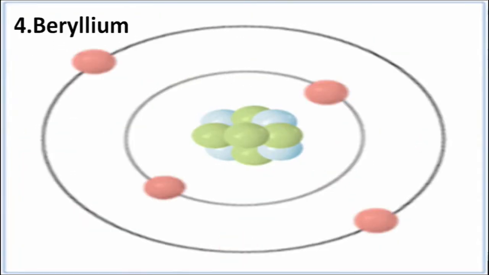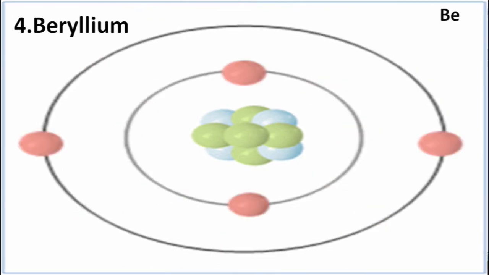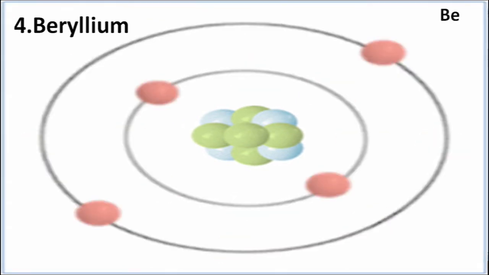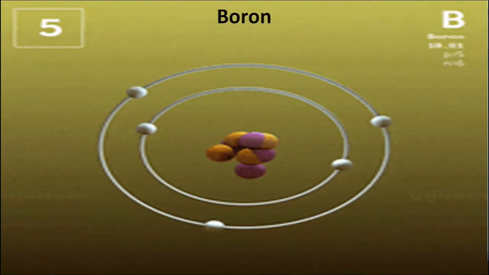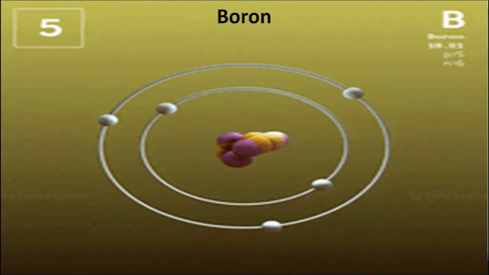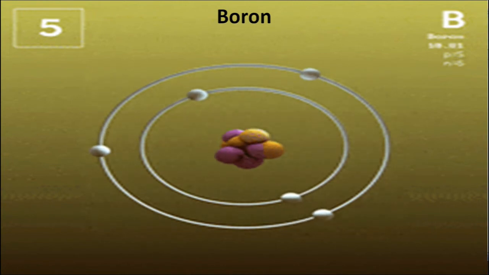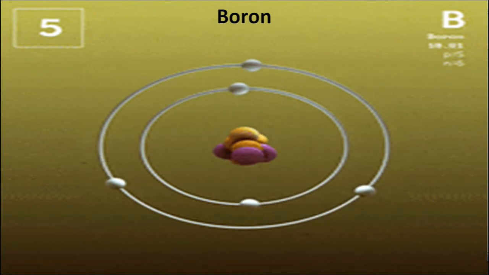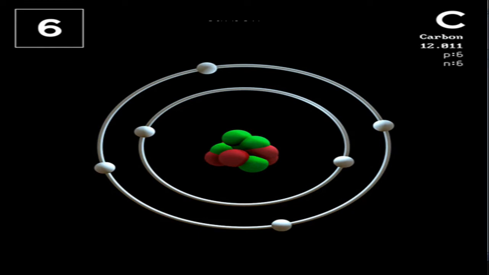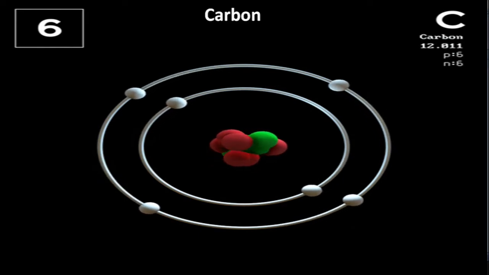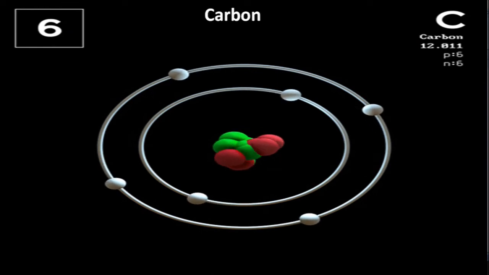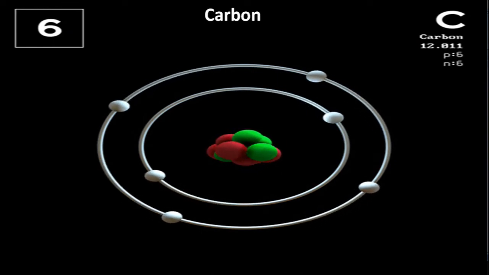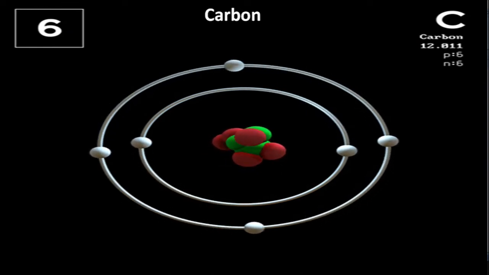Beryllium, atomic number 4, represented by symbol Be, having 4 electrons. Boron, atomic number 5, represented by symbol B. It has 5 electrons. Carbon, atomic number 6, represented by symbol C. It has 6 electrons. First shell contains 2 and second shell has 4 electrons.